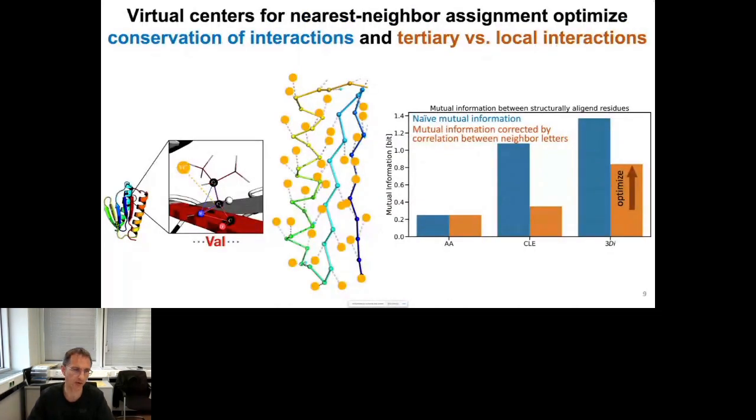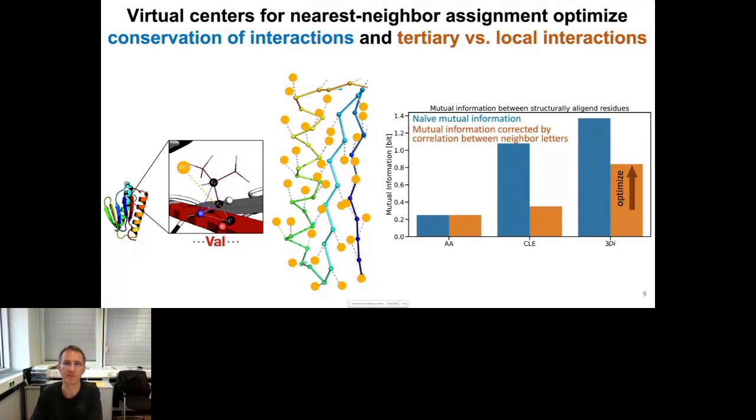which now embodies our alphabet. So why do we need these virtual centers? Well, for 2 reasons. We want to maximize the conservation of interactions, of the nearest neighbor interactions. We want to be sure that in a structural alignment, in a homologous structure, what is nearest neighbor in one should be the nearest neighbor also in the other, as often as possible. And this can be done by moving away from the C beta and moving it somewhere else in space, given by a fixed conformation to the backbone.